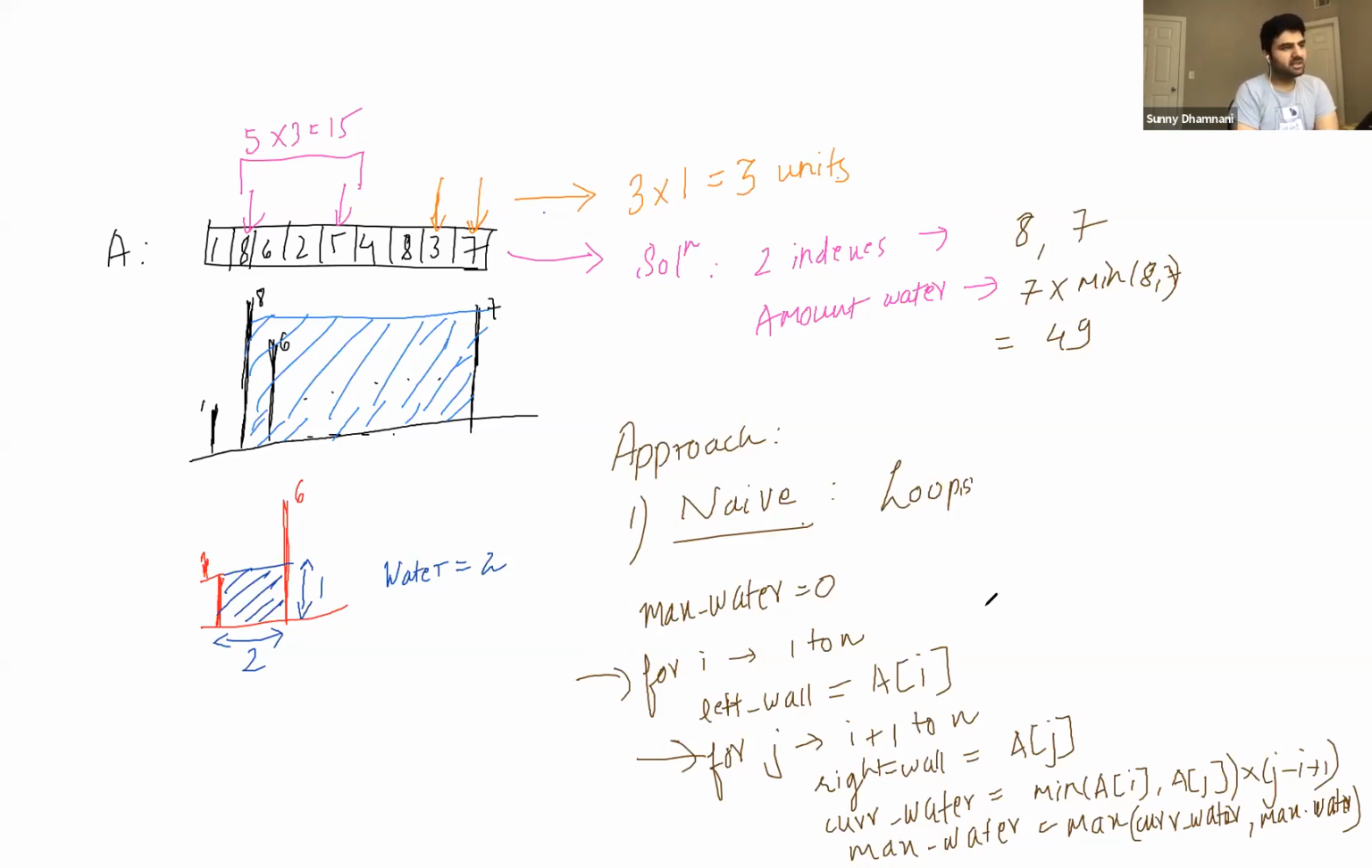It won't be j minus i plus 1. Yeah, it will be j minus i. My mistake here. So that means you guys are paying attention. That's a good thing.